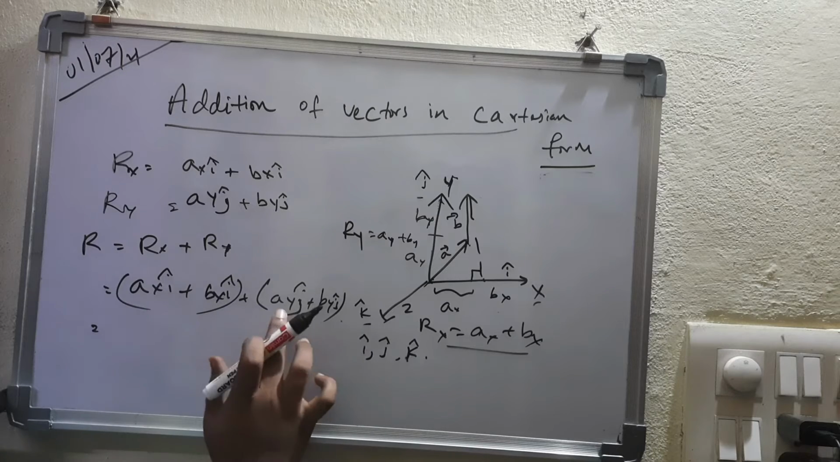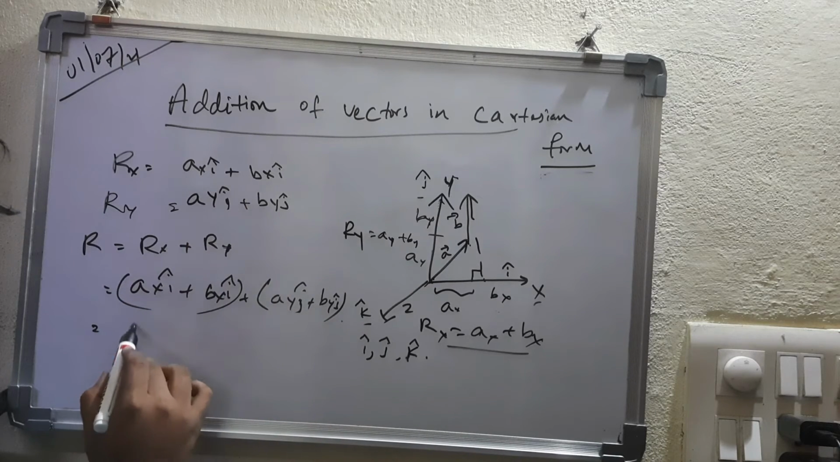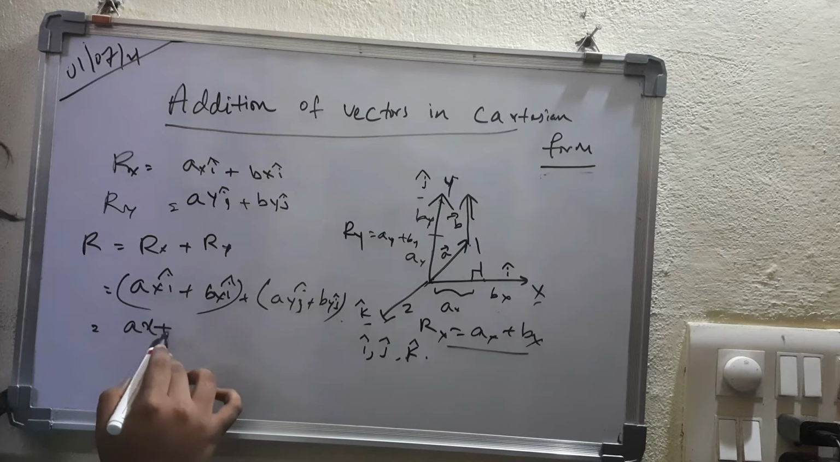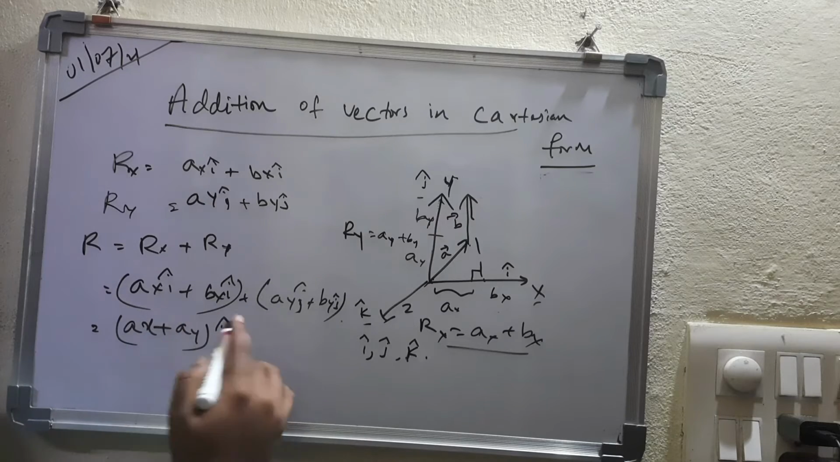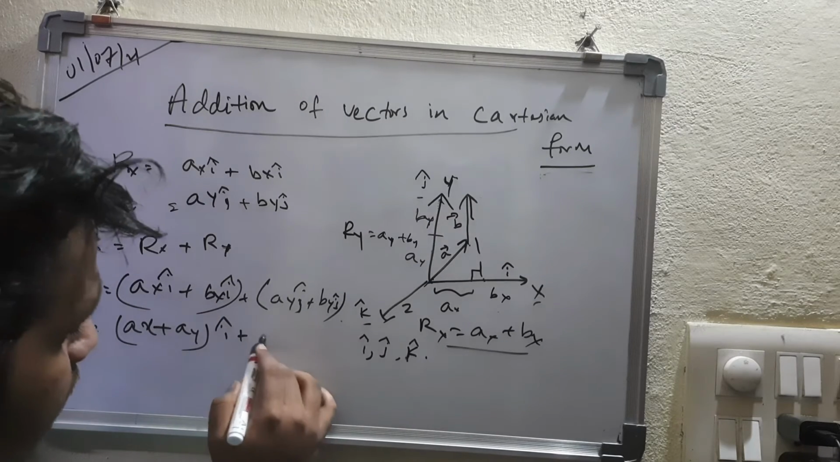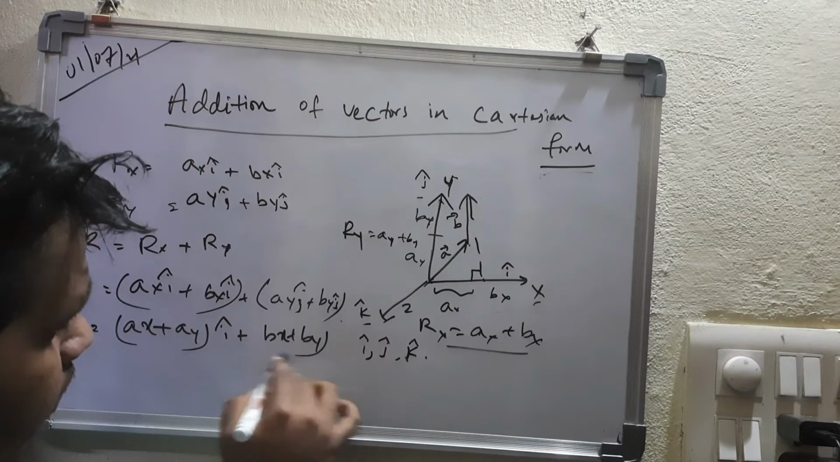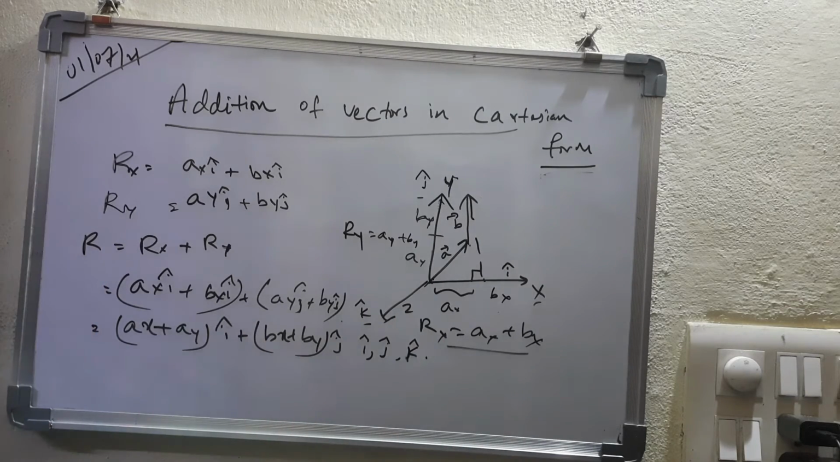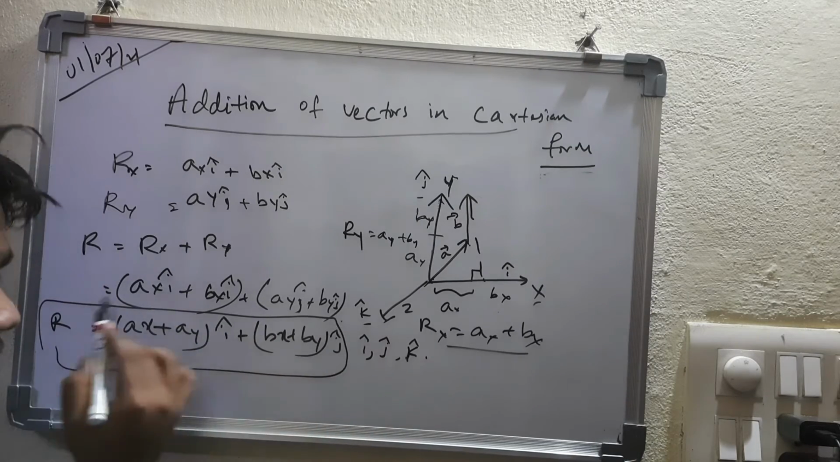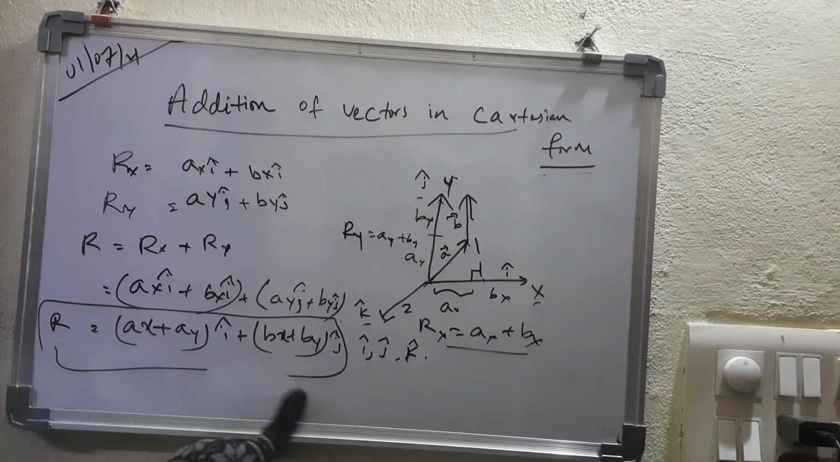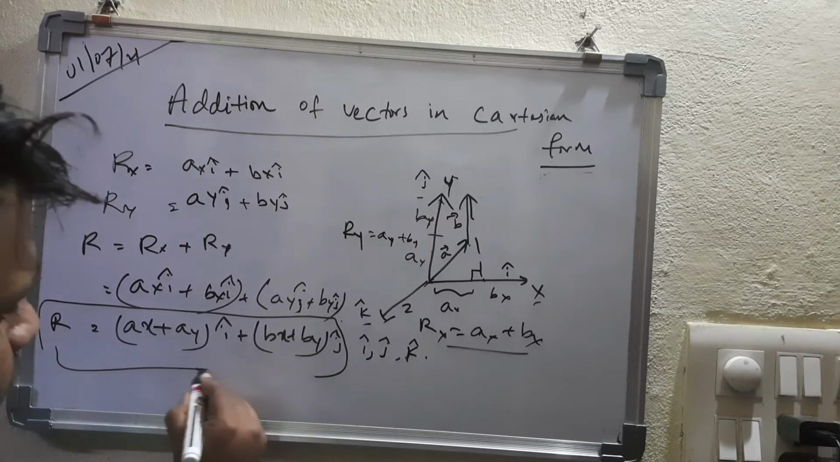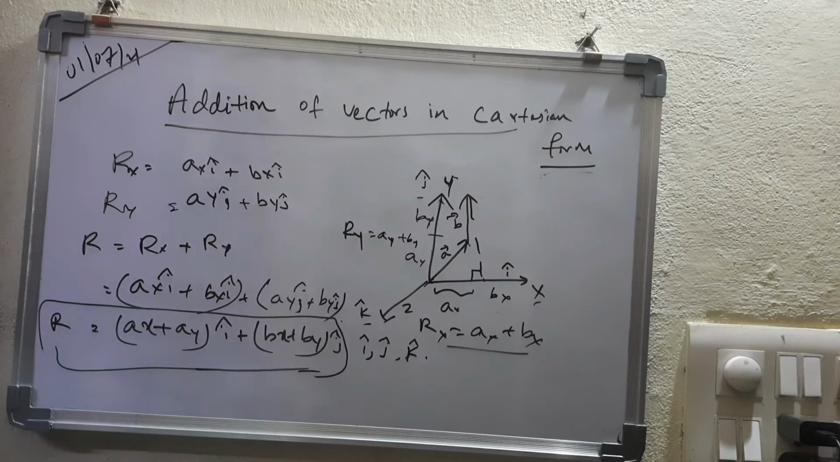Now taking common, (ax plus bx) into i cap plus (ay plus by) into j cap. So this will be the resultant. So this is the formula. You can remember the formula while solving the problems. Using this formula, you can solve the problems of vector addition in Cartesian form. Clear?